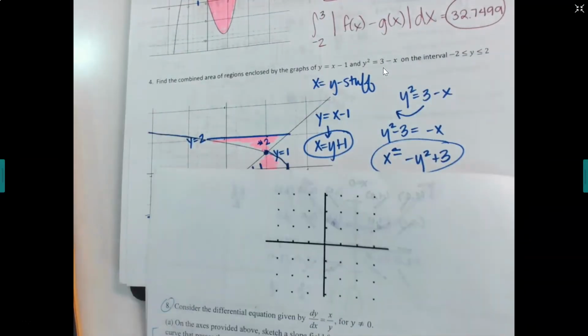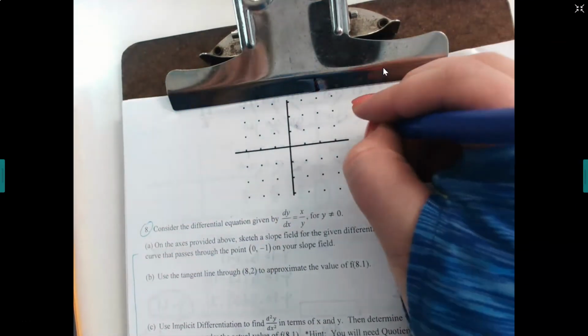Then the last question that I had was for your slope field here. This one has a lot of dots. So if you want to, you can go ahead and use the slope field generator. Remember, you can just Google slope field generator.